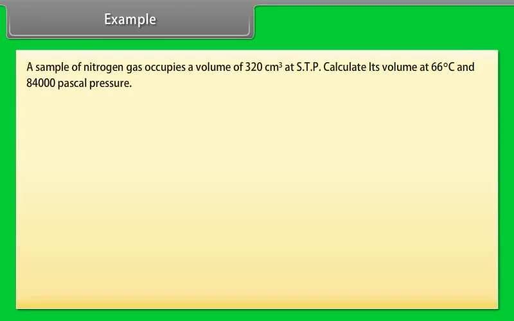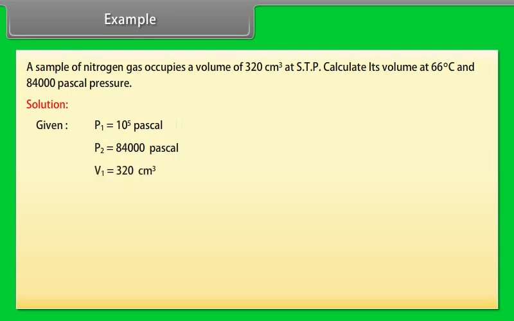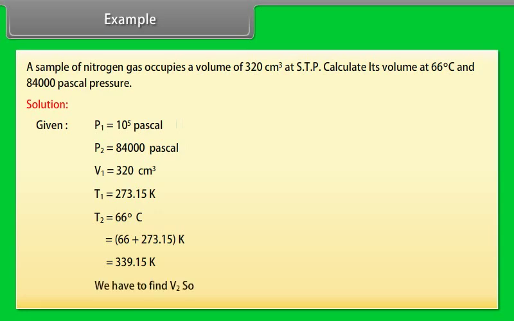Example: a sample of nitrogen gas occupies a volume of 320 cm cube at STP. Calculate its volume at 66 degrees Celsius and 84,000 Pascal pressure. Solution: given P1 is equal to 10 raised to the power 5 Pascal, P2 is equal to 84,000 Pascal, V1 is equal to 320 cm cube, T1 is equal to 273.15 Kelvin, T2 is equal to 66 degrees Celsius, which is equal to 66 plus 273.15 Kelvin, equal to 339.15 Kelvin. We have to find V2.